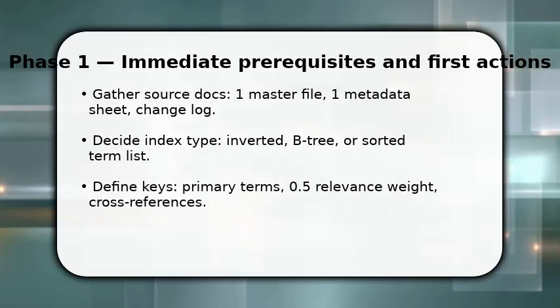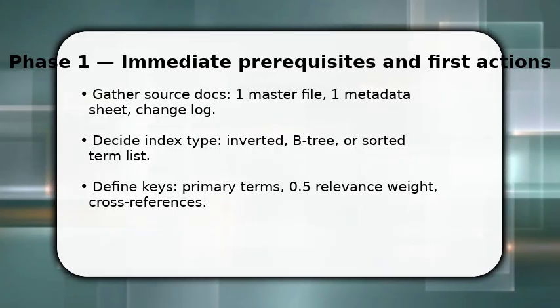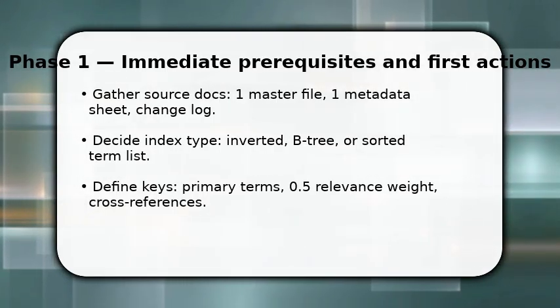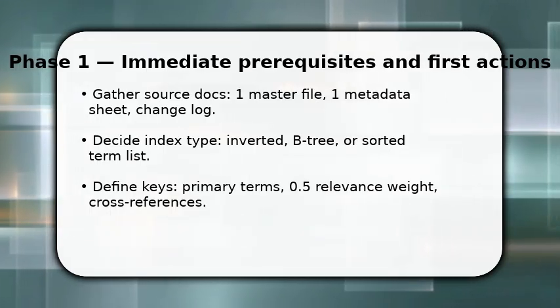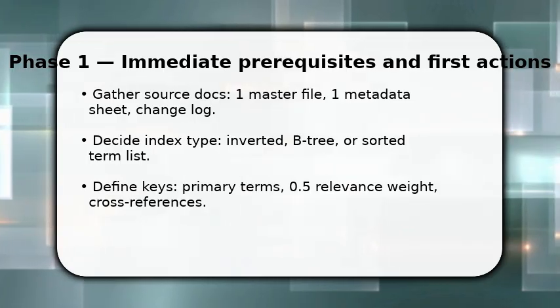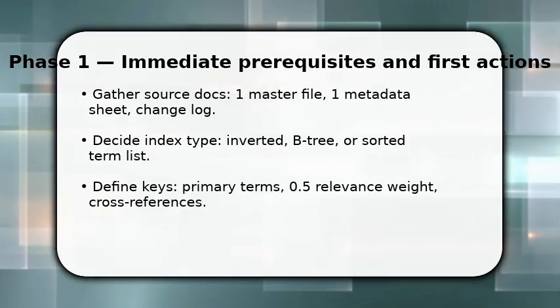You start by collecting the essentials. Every source, one metadata sheet, and a clear change log. This avoids guesswork later. Once done, choose the index model: inverted index for fast term lookup, B-tree for range queries, or a sorted term list for linear scans, and define your keys and weights.